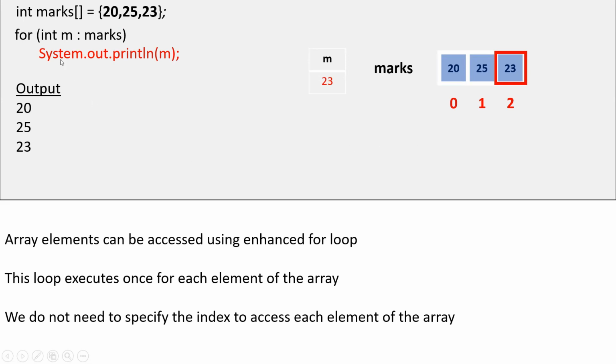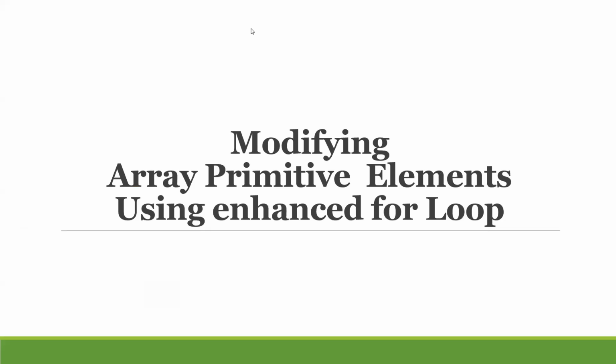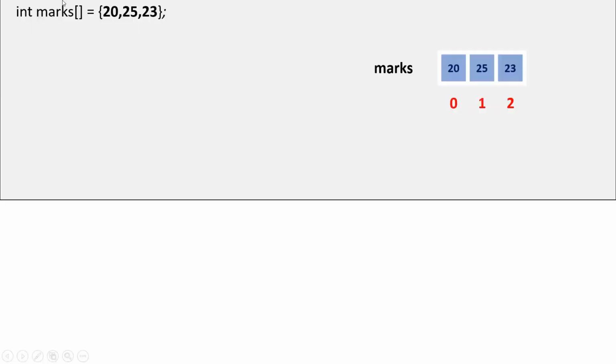Okay, so this was how we access the array elements using an enhanced for loop, and we just accessed those array elements. We did not change any. Let us now see if we can modify the array primitive elements using the enhanced for loop. So this is our array marks of data type int, which is a primitive data type. It has three elements with index 0, 1, and 2. And the way we write the loop is the same, for int m in marks.